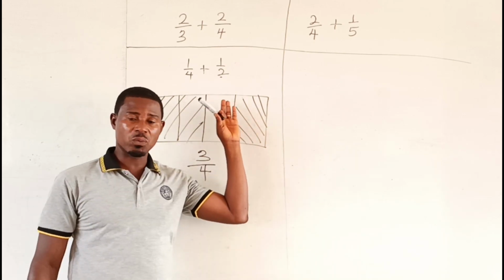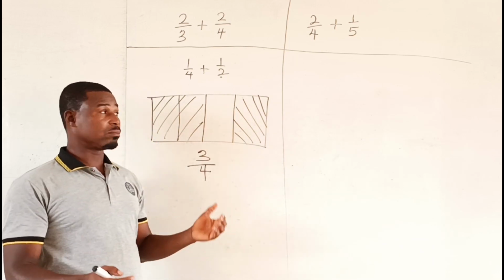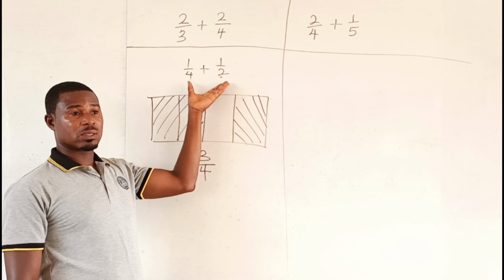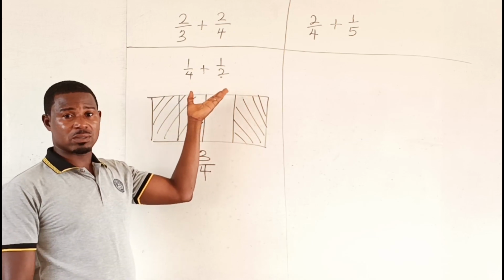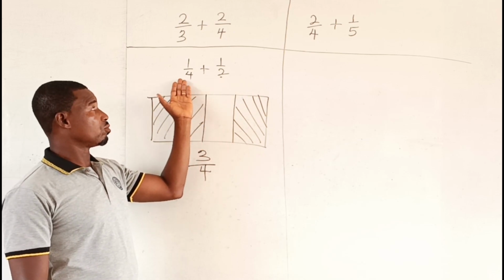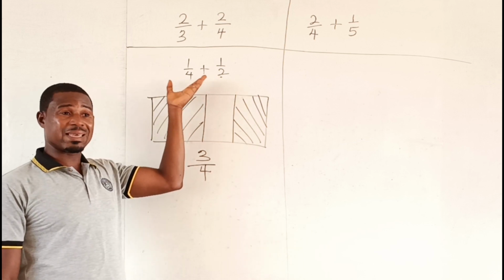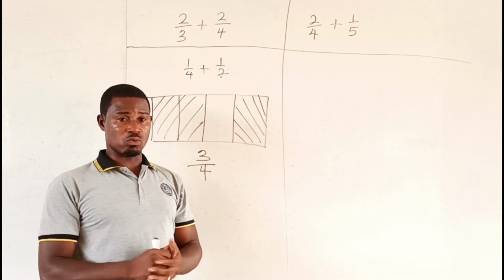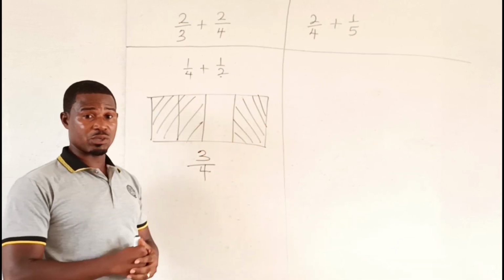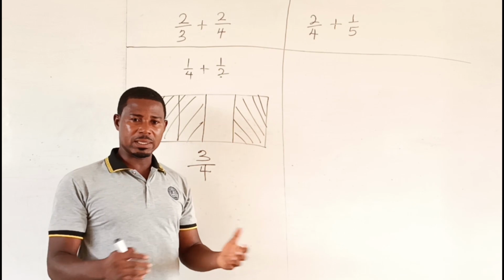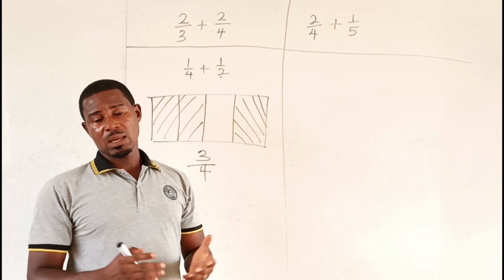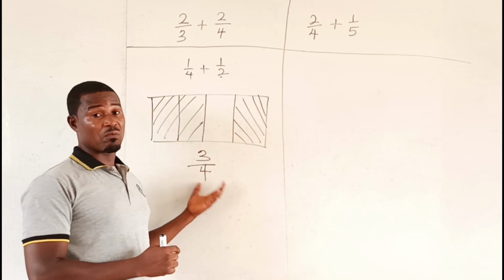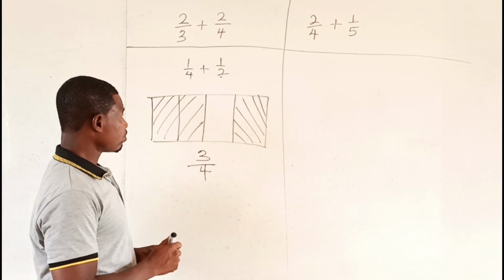And so this is how we can use a diagram to add 2 fractions. They are unlike fractions, and one of the denominators is a multiple of the other. 4 is a multiple of 2. And so using the diagram, this is the result. We can go ahead and use mathematical calculations to cross-check or to confirm our answer.